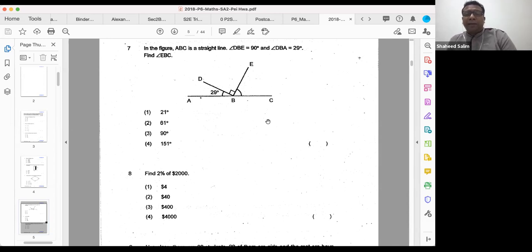You are doing mental calculation? No, for number 8. Izzat, well done for number 7. Akil, well done for number 7. Akil, you know how to do, right? 180 minus 29 minus 90, you get 61. Very simple. 180 minus 29 minus 90, you get 61.